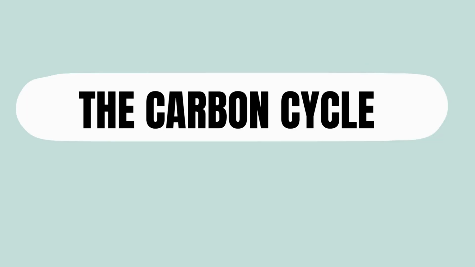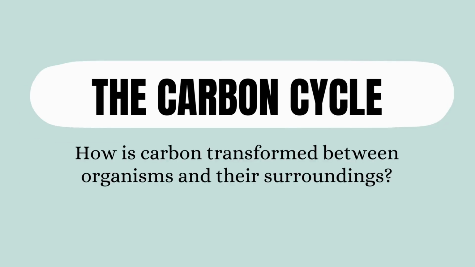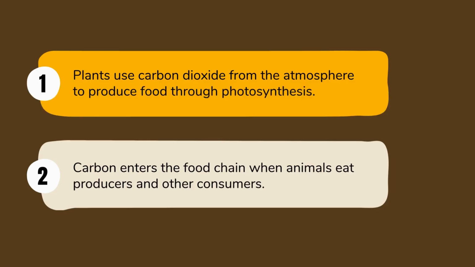The carbon cycle. How is carbon transformed between organisms and their surroundings? In this carbon cycle, we basically consider how carbon dioxide is transformed into different molecules from organisms to surroundings and surroundings to organisms. In the first step, we study how plants use carbon dioxide from the atmosphere to produce food through photosynthesis.